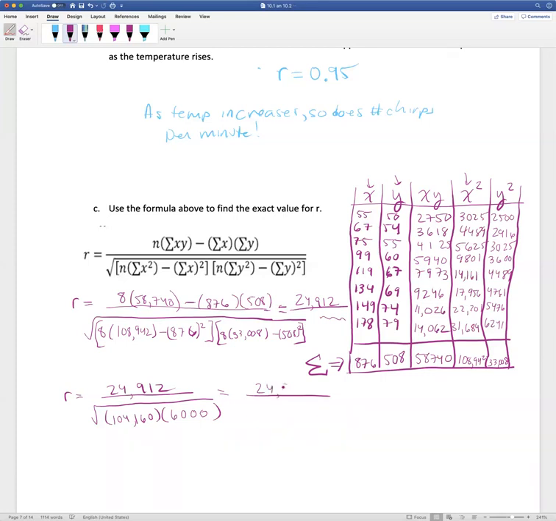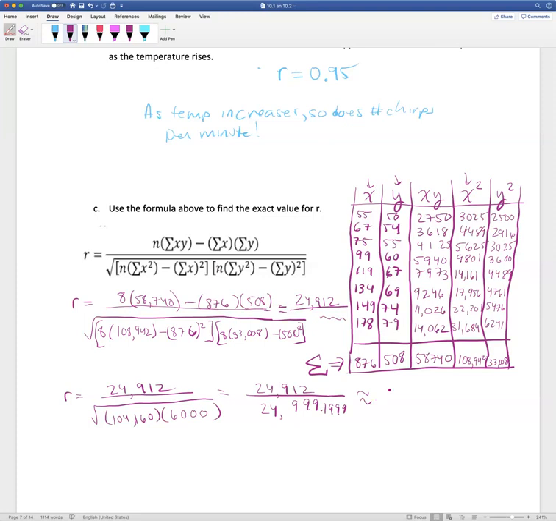Remember, my numerator is 24,912. So I'm going to put the square root of 104,160 times 6,000. And I get 24,999.199. Okay, so remember, it's the quotient of these two which gives us R.